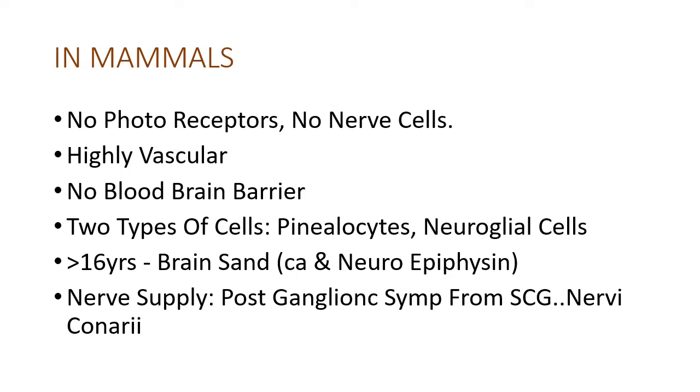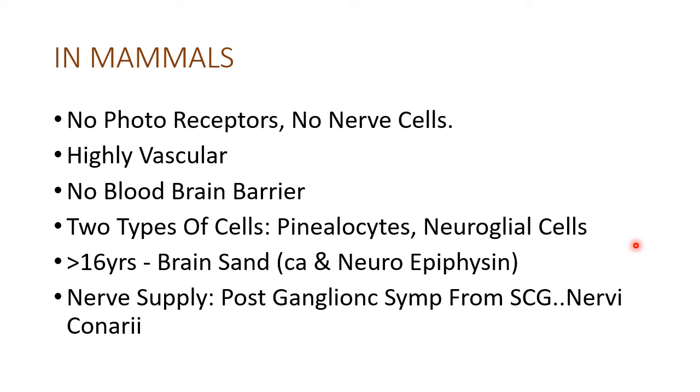Now coming to the mammals. What about mammals? The pineal organ of mammals is however devoid of photoreceptors. So no photoreceptors, no nerve cells are present. It is a highly vascular organ without a blood-brain barrier. No blood-brain barrier is present. But we can identify two types of cells. One is pinealocytes, and the other is astrocyte-like neuroglial cells.